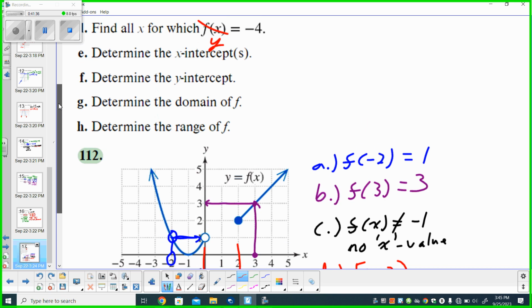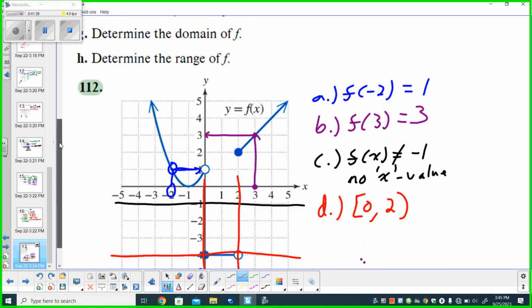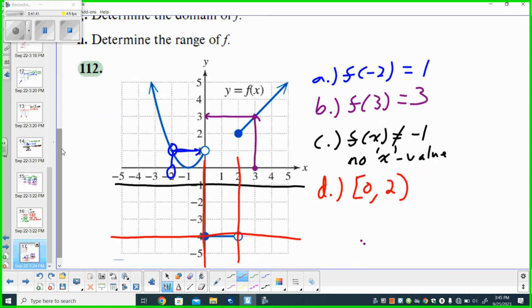All right, then we go to E. It says determine the x-intercepts. So I'm going to look to see where it crosses the x-axis. The only spot that I see is right here. So there's your coordinate. That would be -1, 0, since y has to equal 0.